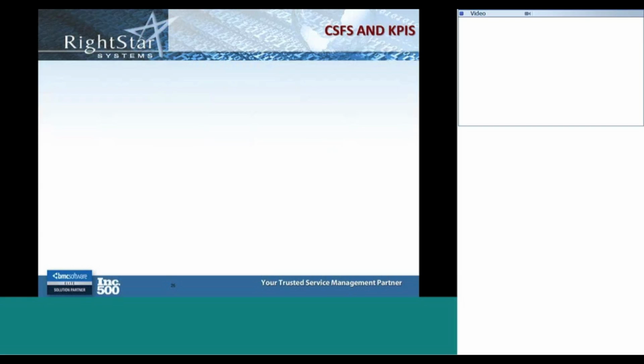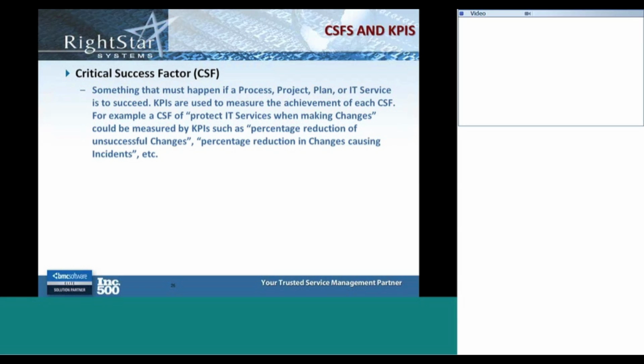Some other concepts in continual service improvement include CSFs and KPIs. So if we are going to be able to understand the performance and these metrics, we have to understand them in terms of what our critical success factors are and how that then relates to our key performance indicators. Our critical success factors are things that must happen in order for a service to succeed.